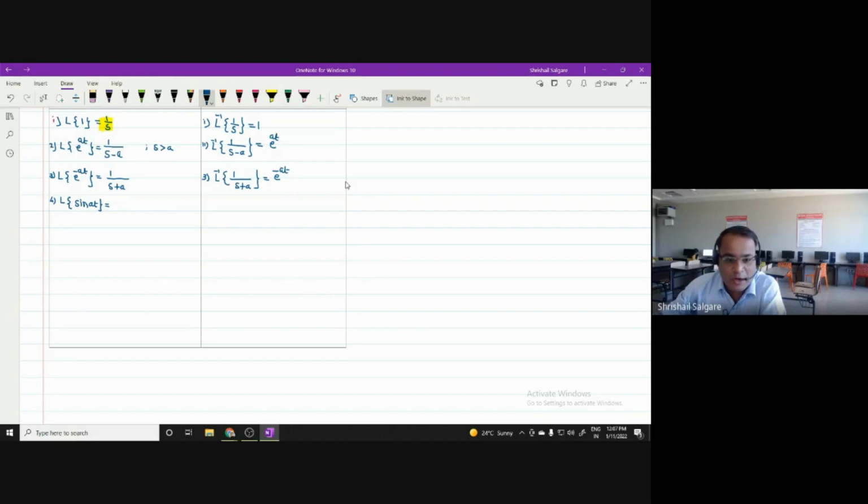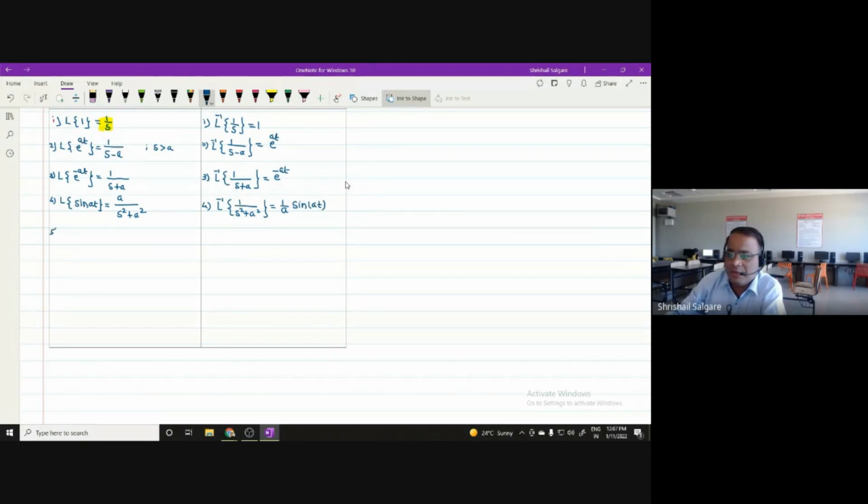Laplace transform of sine at is given by a upon s square plus a square. Again here I think a condition is there, but I will not recall that condition. So the inverse Laplace transform of 1 upon s square plus a square, I will make the adjustment. These are the operators, so this can be written as 1 upon a, this is a constant, that is why I can adjust that term, 1 upon a into sine at.